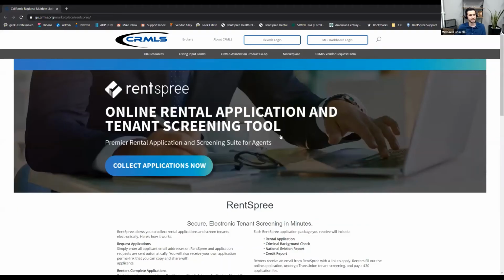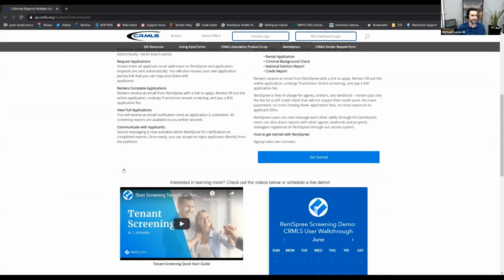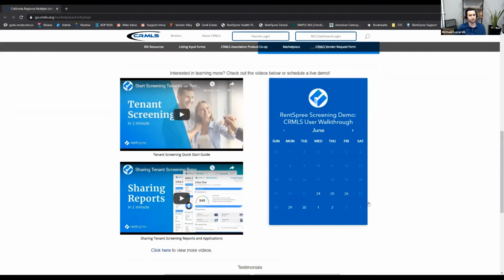And hopefully everyone can see that now. This is on the CRMLS website. So this is actually Rentspree in the CRMLS marketplace, which is one of the places where you can access Rentspree easily. So Rentspree is here in CRMLS, and there's some information on this page about Rentspree. And if you would like, on the CRMLS page, you can even schedule a live demonstration directly here. So you can schedule that, and then an applicant can reach out to you, or a Rentspree trainer will be able to reach out to you and walk you through how to apply.